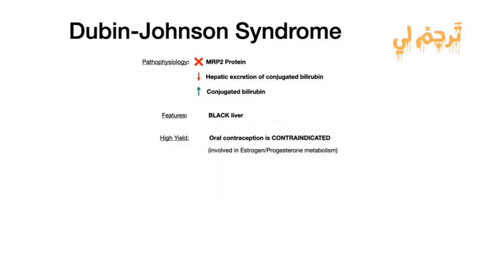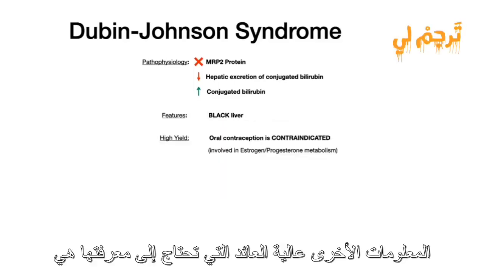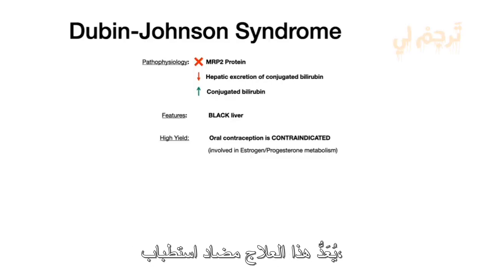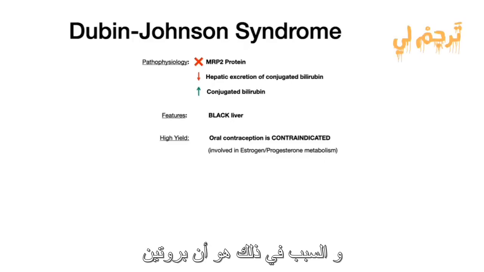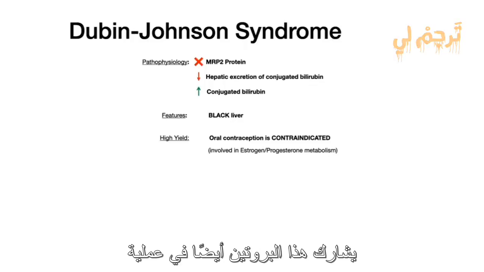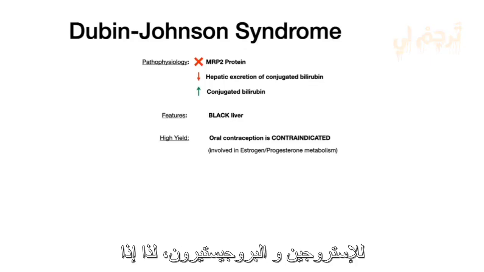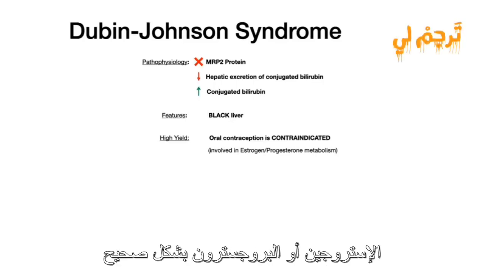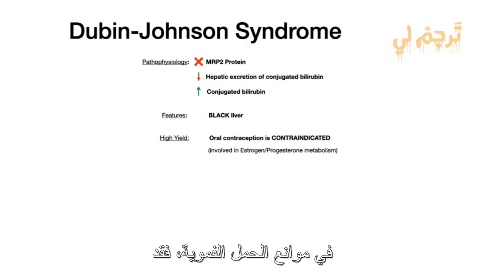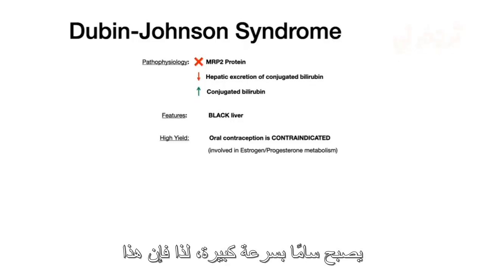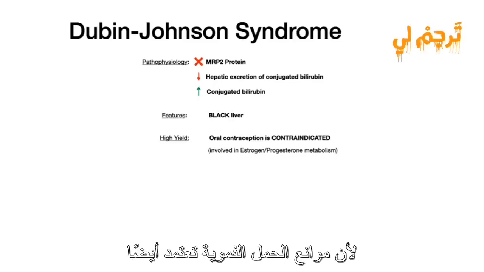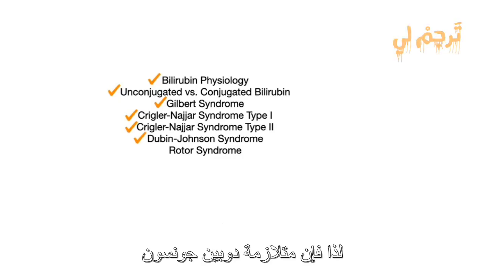The other really high yield bit of information that you need to know is that in these patients with Dubin-Johnson syndrome, oral contraception is actually contraindicated. The reason for that is that the MRP2 protein, which is obviously dysfunctional in Dubin-Johnson syndrome, is also involved in the metabolism of estrogen and progesterone. So if you give somebody oral contraception and they can't metabolize properly the estrogen or the progesterone in the oral contraception, they can become toxic quite quickly. So that's very high yield. Do not give these patients oral contraception because oral contraception also relies on the MRP2 protein. So that's Dubin-Johnson syndrome. And Rotor syndrome is pretty similar.